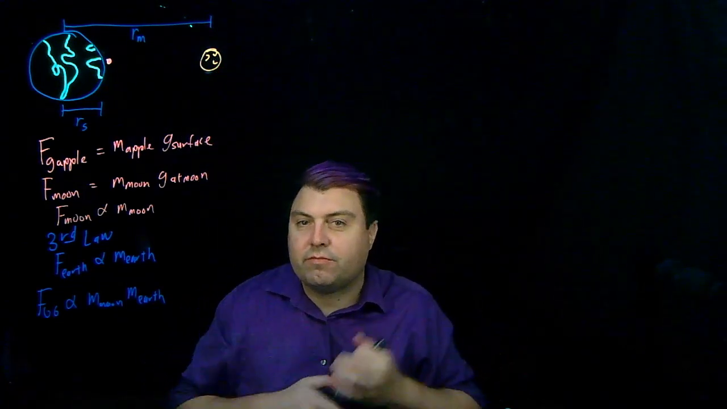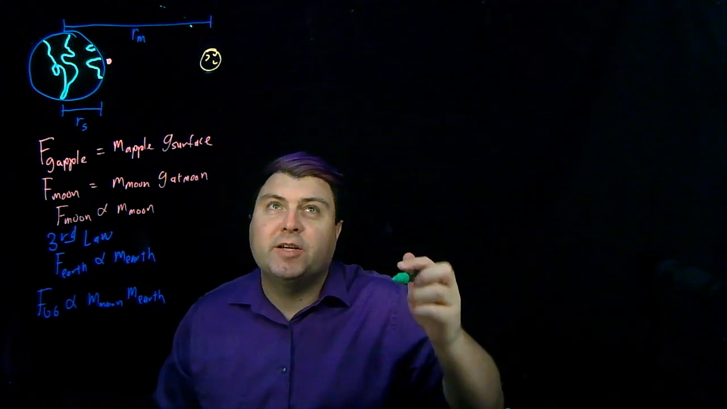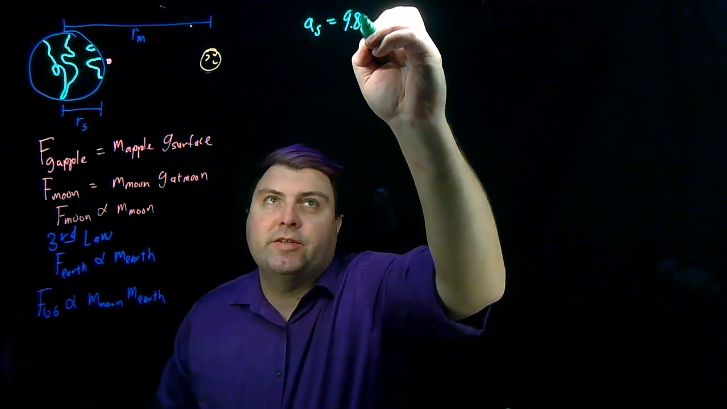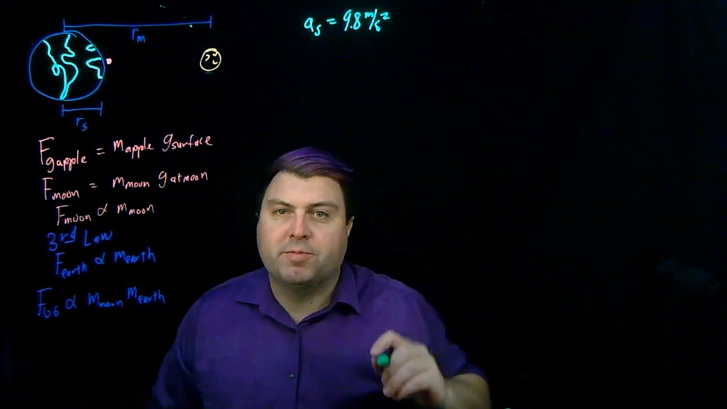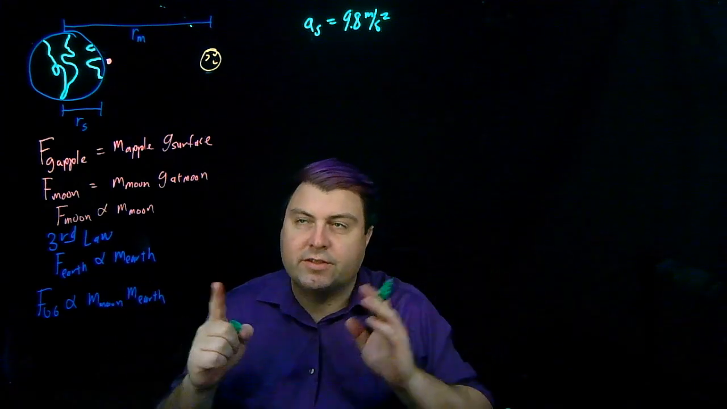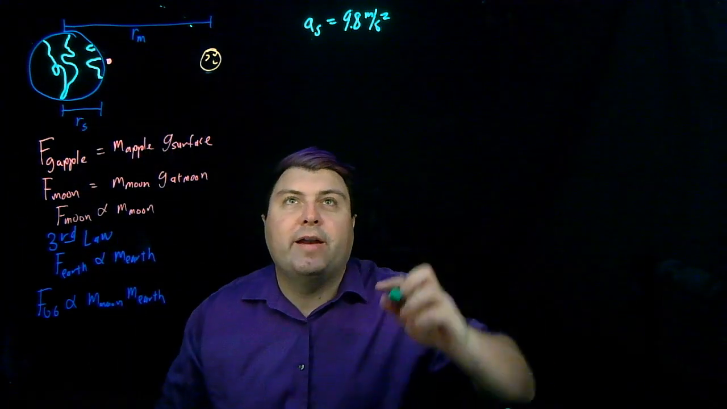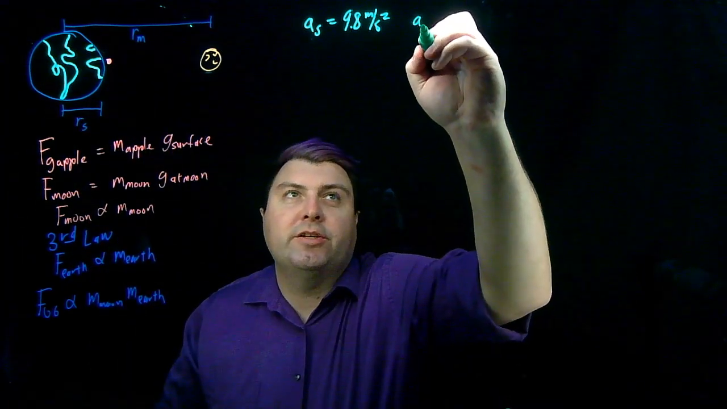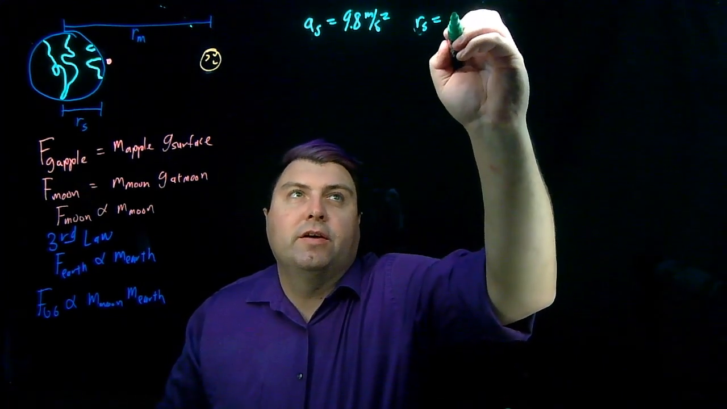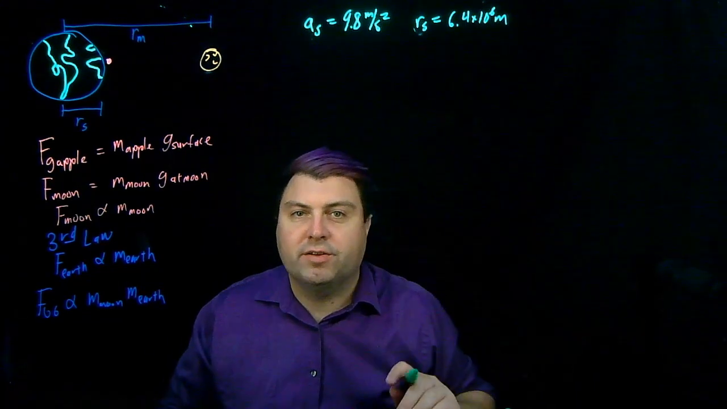So as Newton is thinking about this, he thinks that, hey, there must be an acceleration at the surface, right? And we know that acceleration at the surface is 9.8 meters per second squared. And it might be that the distances, right, that this distance compared to this distance will matter about it. So he knows that the radius at the surface is 6.4 times 10 to the 6th meters.